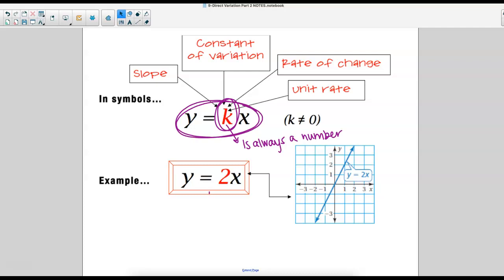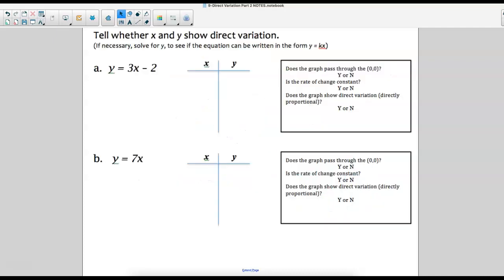Okay? The graph would look like this. It has a slope of 2. Is it direct variation? Yeah, it goes through the origin and is constant. The slope is 2, up 2 over 1, up 2 over 1. I can pick anywhere. Up 2 over 1, up 2 over 1. Okay? Questions on there? So when we look at an equation, we need to be able to tell if it shows direct variation or not.